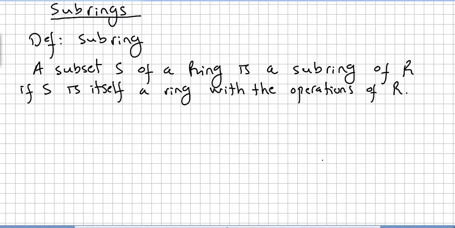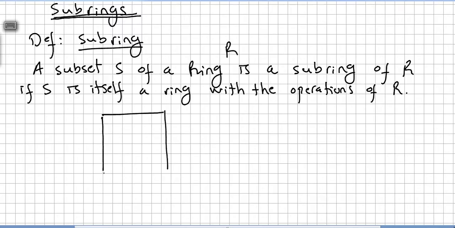After the video on rings and properties of rings, we are going to get now a quick video on subrings. So the definition of a subring: a subset S of a ring R is a subring of R if S is itself a ring with the operations of R.